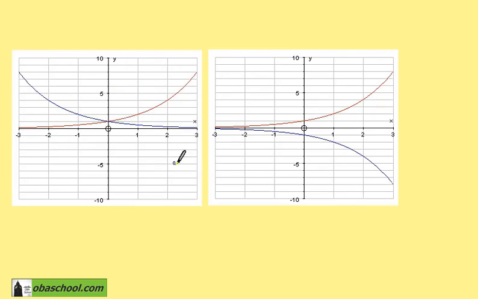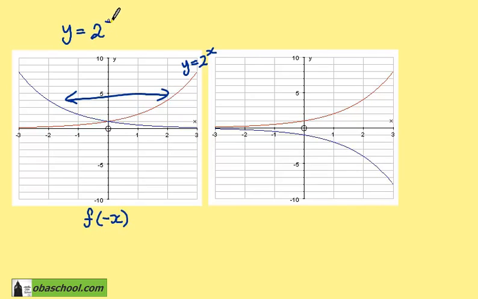Here we have 2 further graphs. For this one we can see that we have a reflection in the y-axis. If the red curve is 2 to the x, we have a transformation of the type f of minus x producing a reflection in the y-axis. So this must be the curve y is 2 to the minus x. And we saw this in example 2, that the blue curve is 2 to the minus x.